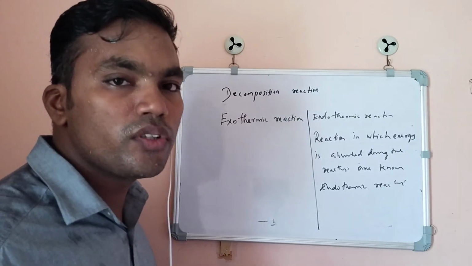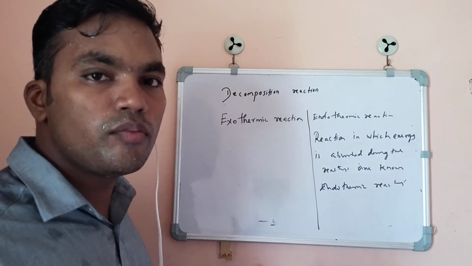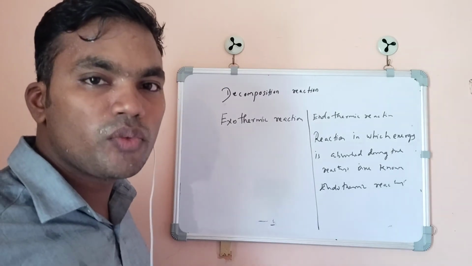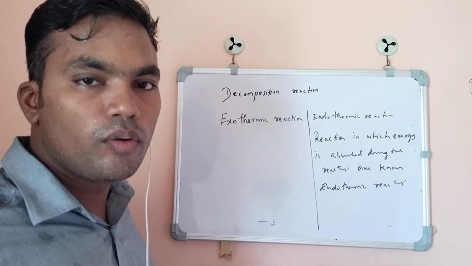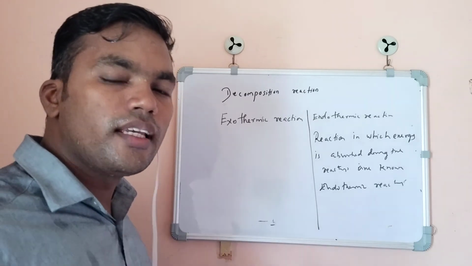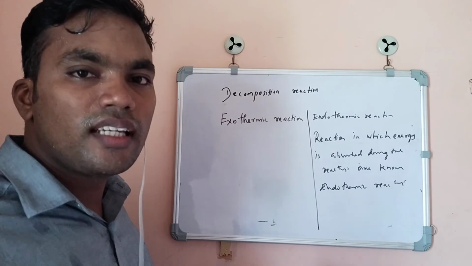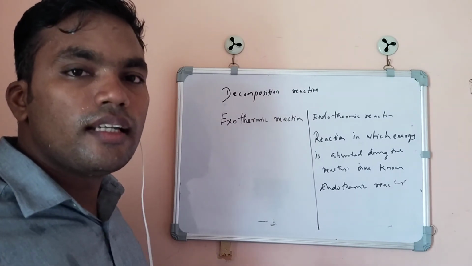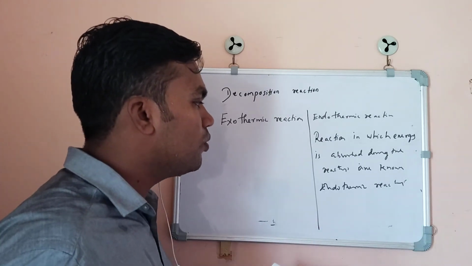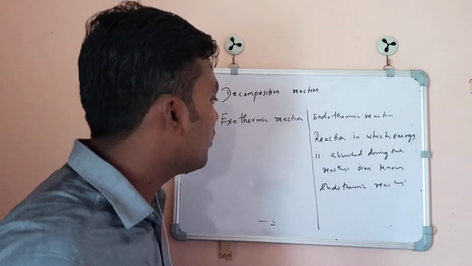In the case of decomposition of ferrous sulfate, decomposition of silver chloride, decomposition of calcium carbonate, decomposition of silver bromide, in all the reactions energy is absorbed. We have given heat, it is absorbed in the reaction medium, and then it gives the product. So the reaction in which energy is absorbed during the reaction is called an endothermic reaction.